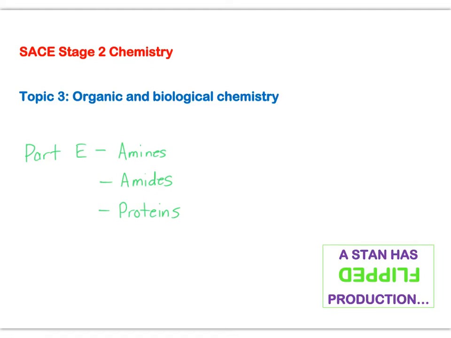Okay, we've spent a lot of time looking at functional groups in organic and biological chemistry that have oxygen in them. Now we're going to look at some of the nitrogen-containing functional groups, and they are amines, amides, and basically amides go together to make proteins. Let's do it.